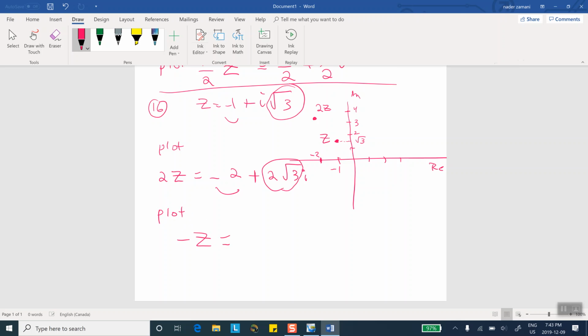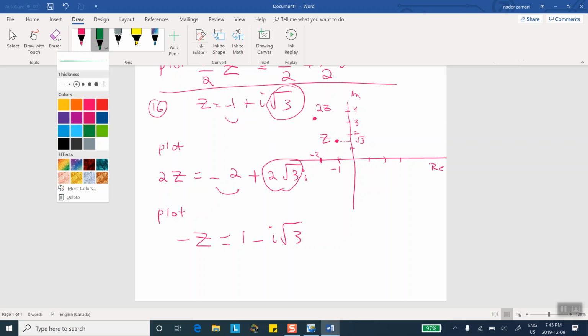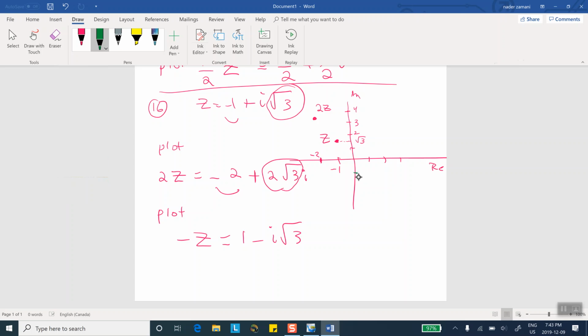And then it says plot minus z. What is minus z? If z is given up here, minus z is 1 minus i root 3. So let's see, let me use a different color here. Okay, so 1 is right there. There is tick mark 1, and minus root 3 is roughly -1.7, so this is a minus 1 down. Minus 1.7 is somewhere here, and it's there. There we are. This is minus z. Okay, and this number is 1 minus root 3, right?